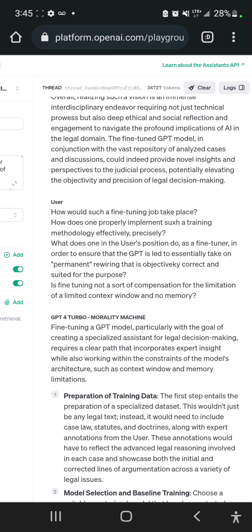Firstly, regarding preparation of training data, the first step entails the preparation of a specialized data set. This wouldn't just be any legal text. Instead, it would need to include case law, statutes, and doctrines, along with expert annotations from the user. These annotations would have to reflect the advanced legal reasoning involved in each case and showcase both the initial and corrected lines of argumentation across a variety of legal issues.